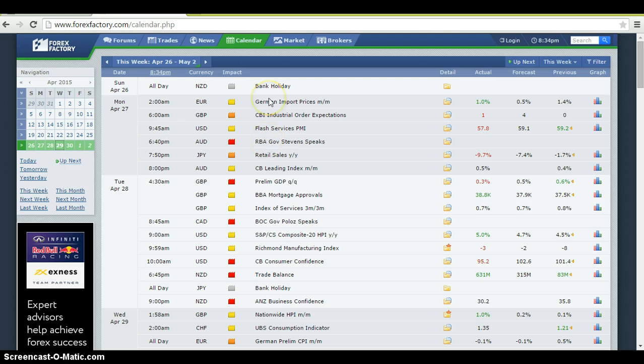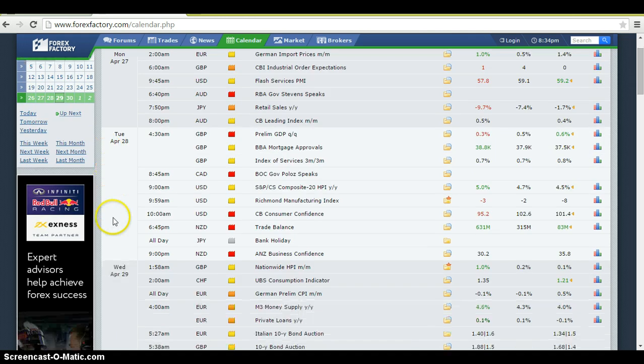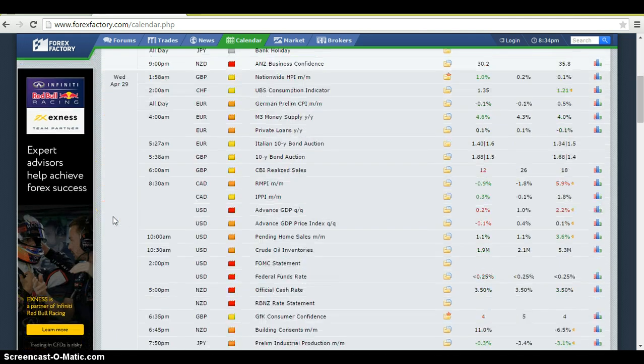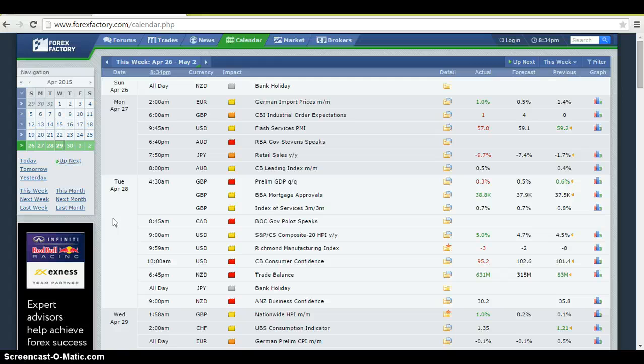I find them quite good, very thorough, and they just list the economic events for the week. So this week, as you can see here, it labels Sunday, Monday, Tuesday, Wednesday, and the rest of the week. So here you'll have the actual data point that will come out at that particular point in time.